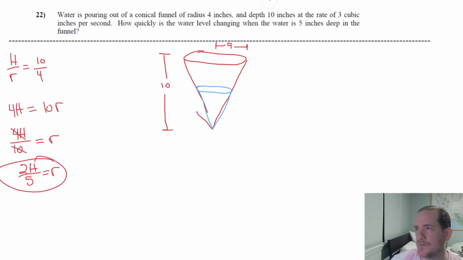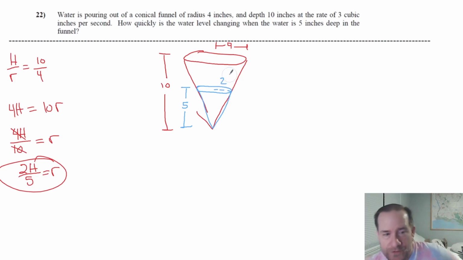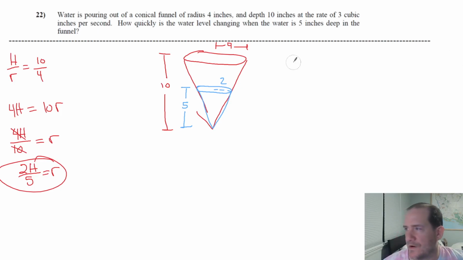Now, what about the water? It says we want to find the rate of change, 3 cubic inches. How quickly is the water level changing when the water level is 5 inches deep? All right, that's all I need to know. We already decided we don't need the radius. Real quick though, if you did need it, since 5 is half of 10, wouldn't the radius just be half of 4? So it would be 2. So we know the radius, but we don't need it because we're going to substitute it right out of our equation anyway. So volume is 1/3 pi r squared h.